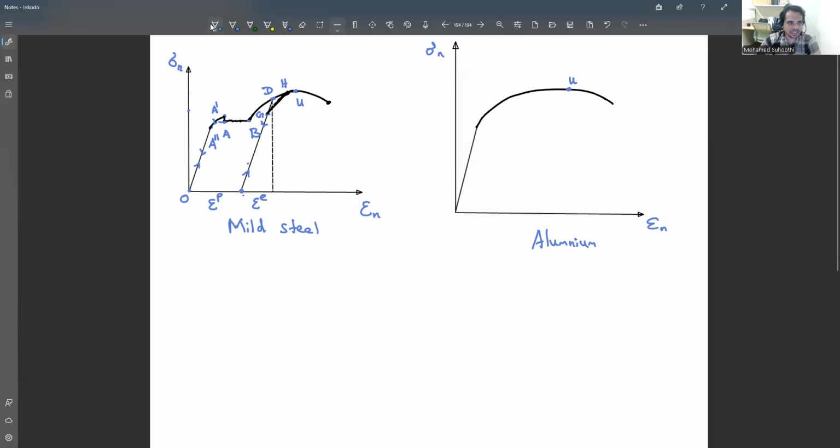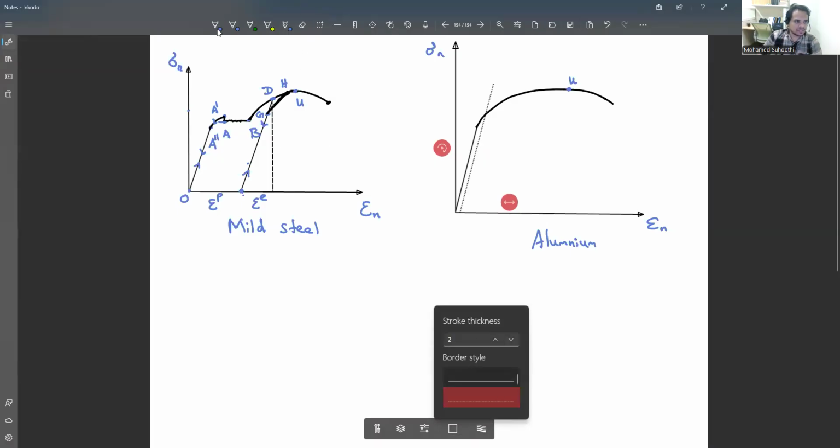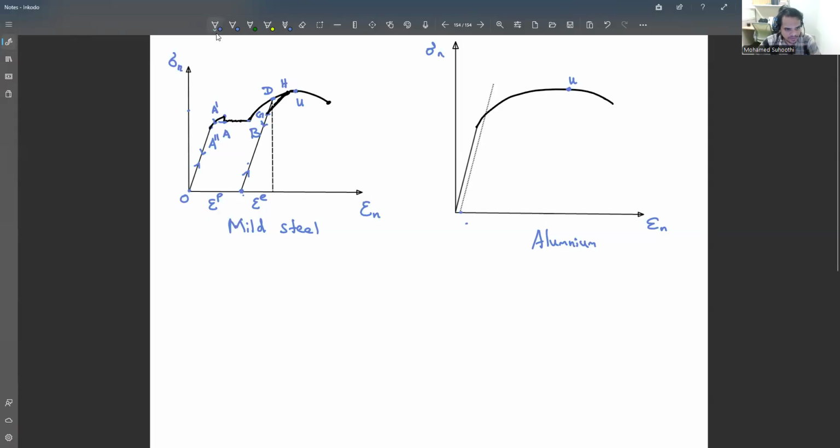So what we do here is draw a 0.2 percentage offset line, because here we cannot define the yield point accurately. In this case we use something called the reference strain. Normally sigma r is 0.2 percentage of the initial length. We draw a line parallel to the initial slope, and this point we define as our yield point A.